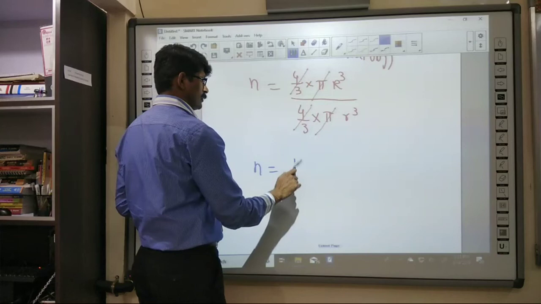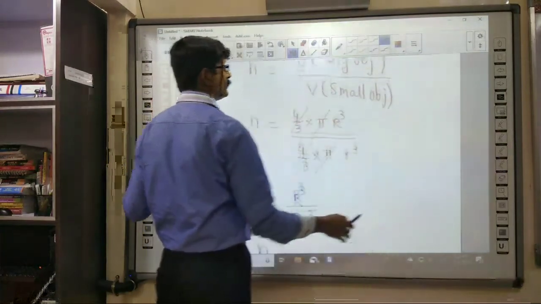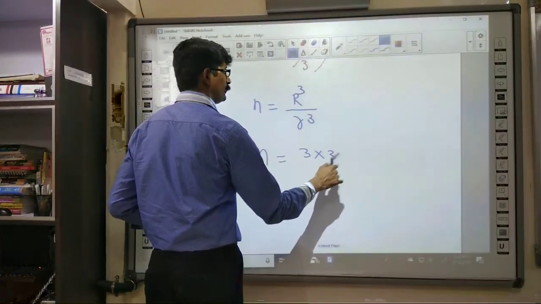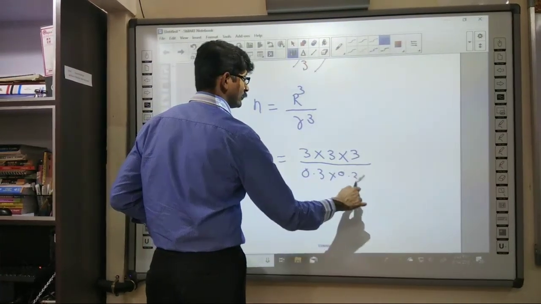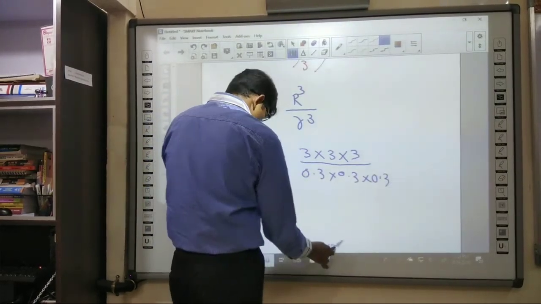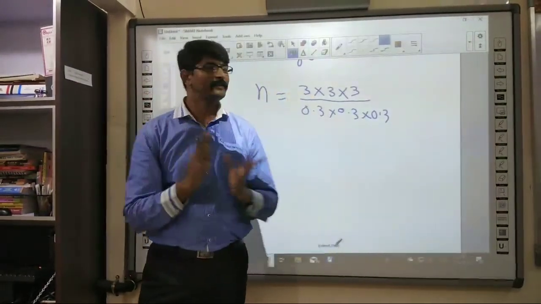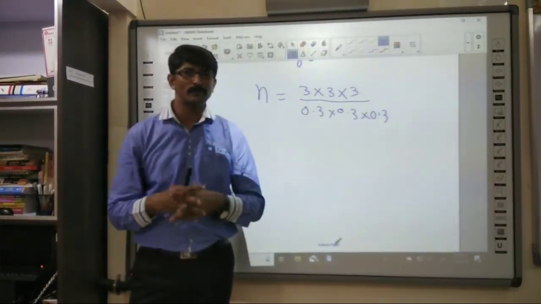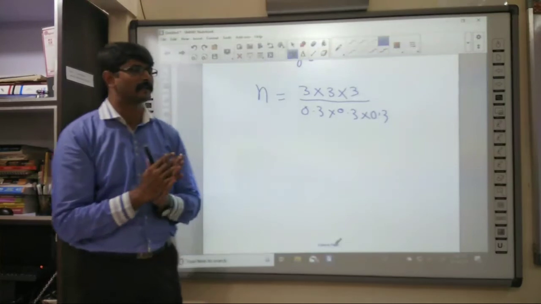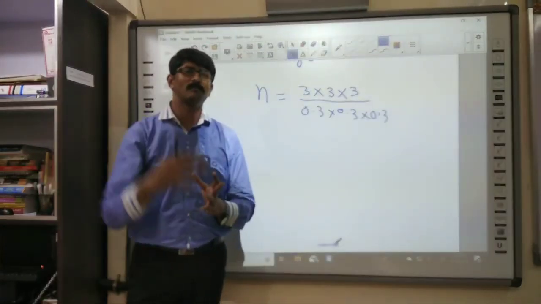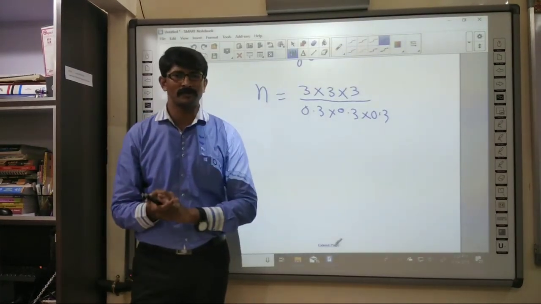And this n is equal to, what is capital R given over here? See, in the sum, capital R is 3 and small r is 0.3. So 3 into 3 into 3 upon 0.3 into 0.3 into 0.3. Now many people reach till this step, and whenever they see decimals, they get lost in the sum. So students, always remember how to deal with these decimals. It's a very simple technique which you must have been taught by some teacher in a lower standard, but probably most people must not have understood it.